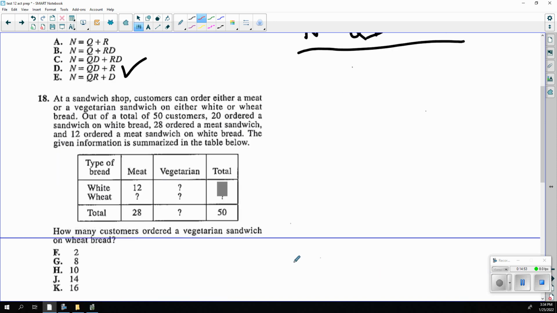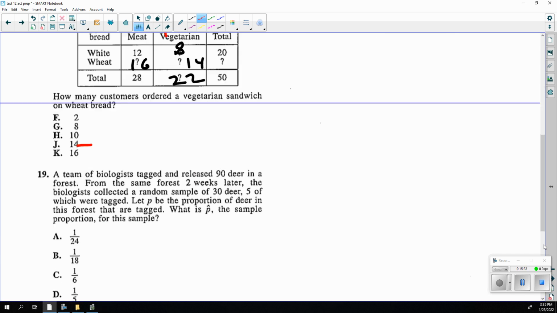This one's crazy. The totals should add up. So if there are 12 meats on white, there are 16 on wheat. Moving across here, if there were 28 total meats, there must be 22 vegetarian. So 12 plus what will give you 20, and 8 plus what gives you 22. So how many customers ordered a veggie, that's this one, on wheat? And the answer is 14.